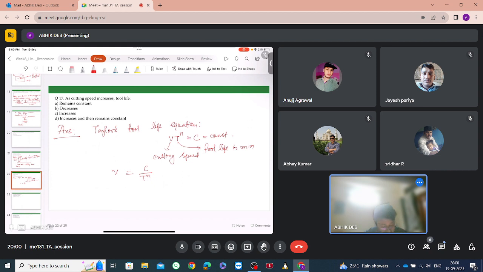Or you can say t is C to the power 1 upon n, V to the power 1 upon n. So t is inversely proportional to V to the power 1 upon n. So as V increases, t decreases. So the option is option number B. I hope it is clear to everybody.